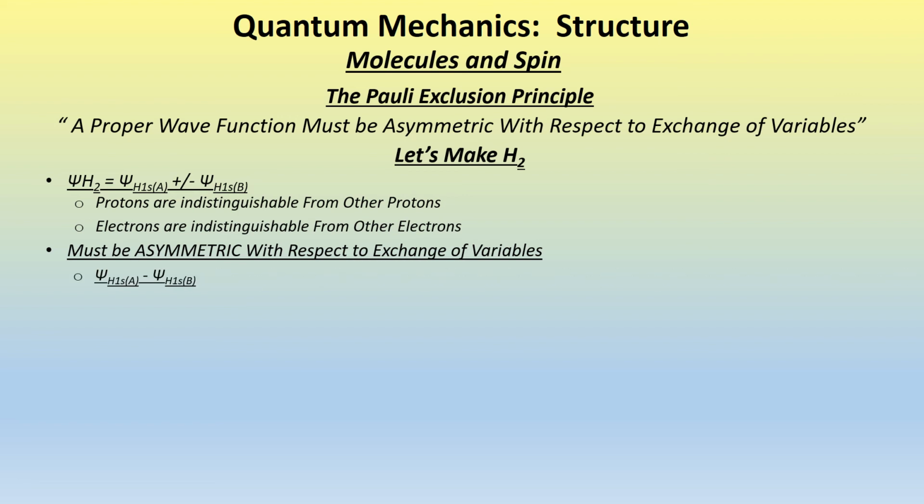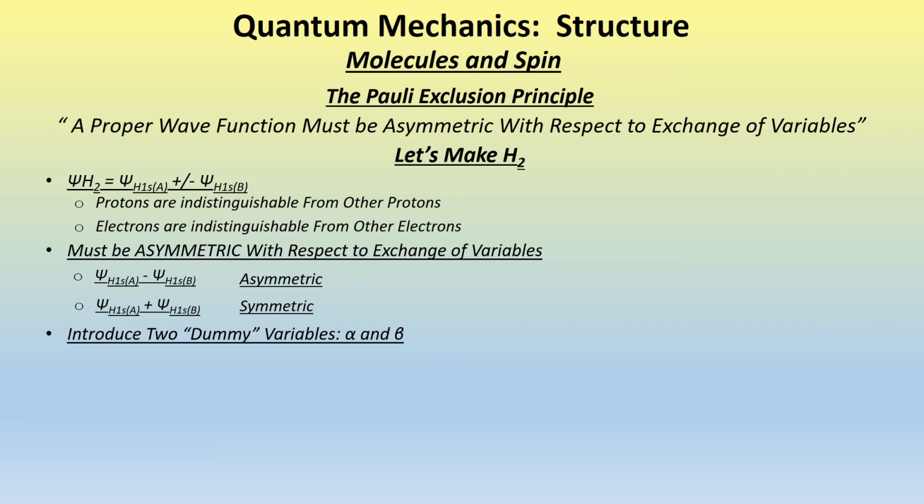H1sA minus H2sB is asymmetric. A minus B is not the same as B minus A. However, H1sA plus H2sB is symmetric because A plus B equals B plus A. To get around this, let us introduce two quote-unquote dummy variables into the equation, alpha and beta. You now have three possibilities.